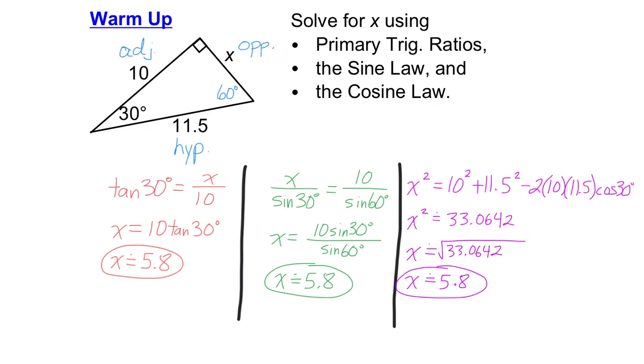Lastly, the cosine law, well, x is the side I'm trying to find, 10 and 11.5 are the other 2 sides, and 30 degrees is the opposite angle. So I make sure I put those in the right spots. Make sure you do the square root at the end, and you also get the same answer, 5.8.